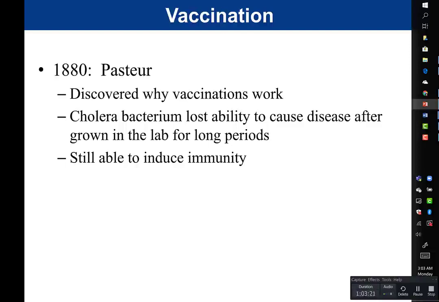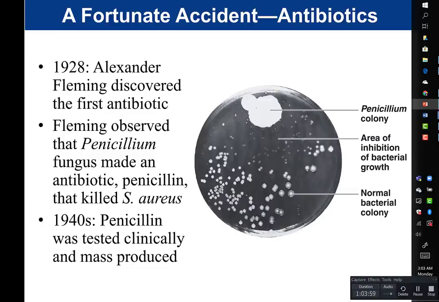1880s, Pasteur discovered why vaccinations work. He noticed that the cholera bacterium lost the ability to cause disease after being grown in the laboratory for long periods. However, that bacteria was still able to induce immunity. So while that bacteria itself was no longer very virulent, if somebody came in contact with that weakened strain, that was still enough to induce immunity to protect against cholera, the disease.